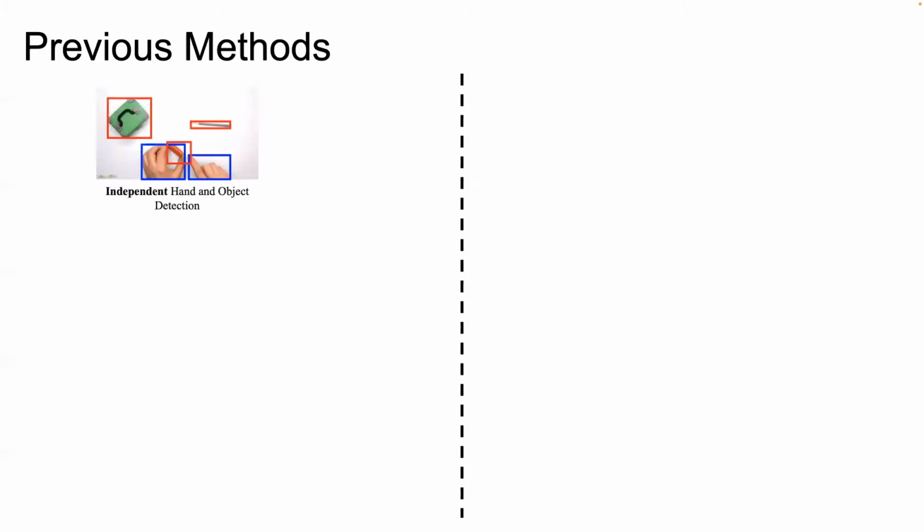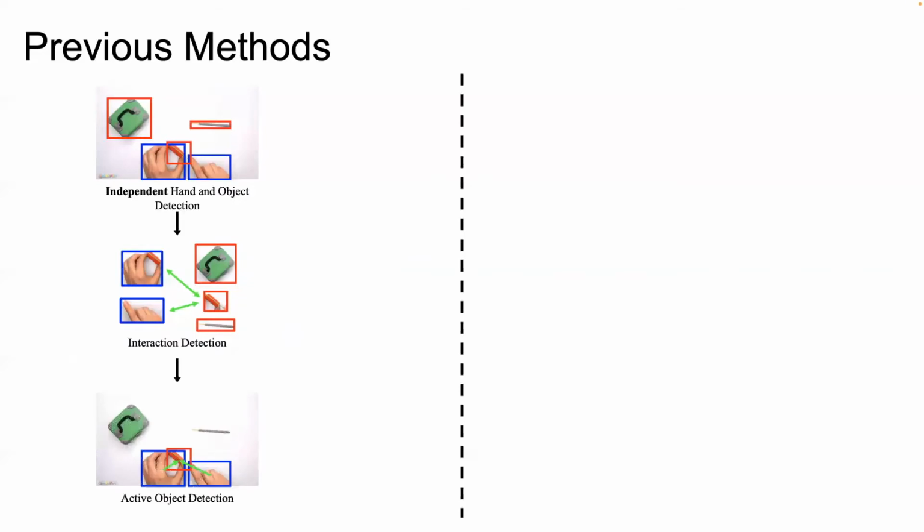Previous methods achieve active object detection by first detecting the hands and objects independently using a standard object detector. Then an interaction detector is learned to match the detected hands and objects. Those objects matched with human hands are classified as the active object. The drawback of this pipeline is that it ignores the hand-object interaction when locating the active object. Meanwhile, there's no specific design to handle the occlusion.